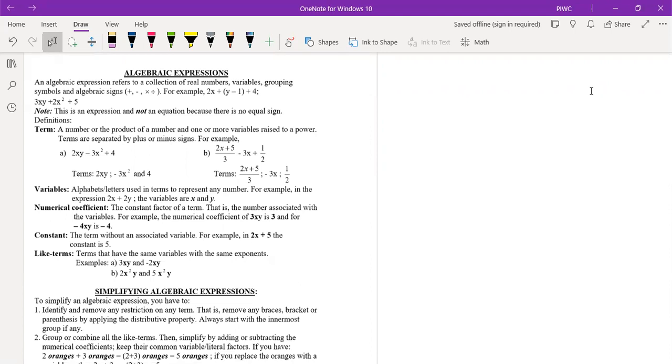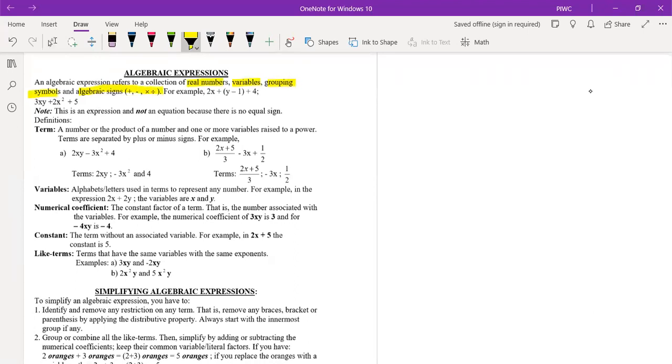In this video, I'll be talking about algebraic expressions. And what's an algebraic expression? An algebraic expression refers to the collection of real numbers, variables, grouping symbols, such as parentheses, brackets, and so on, and algebraic signs: plus, minus, multiplication, division.